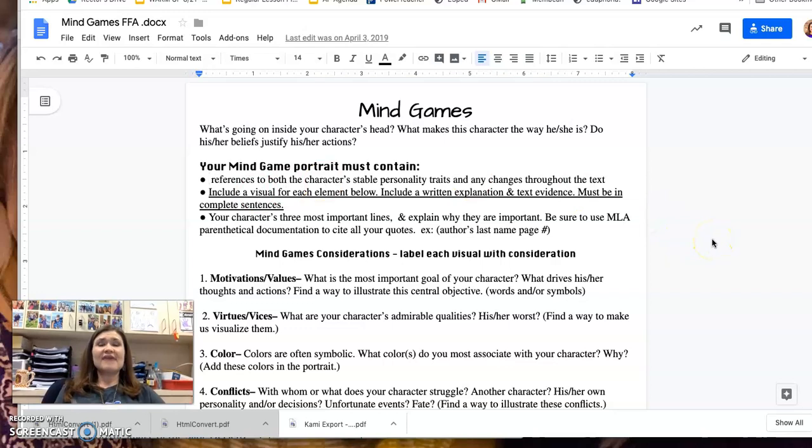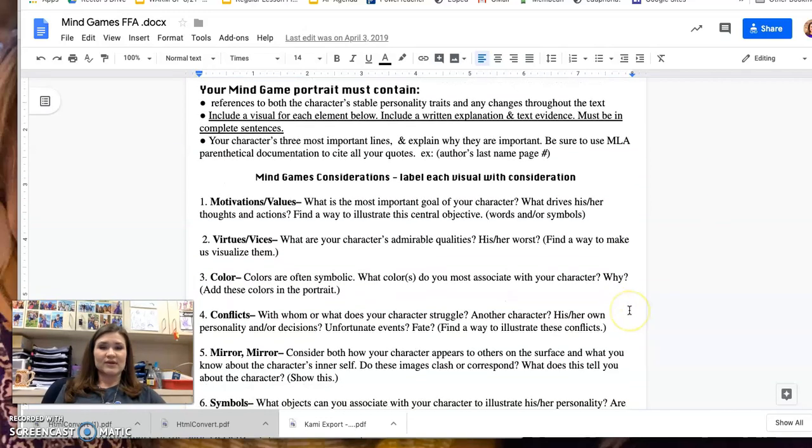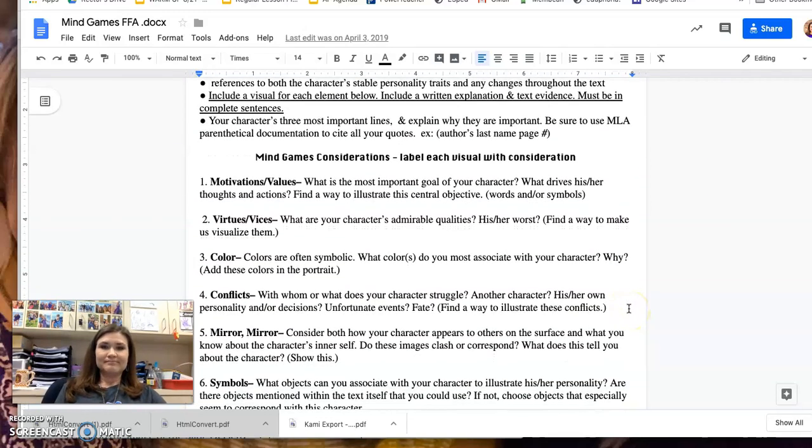You are going to include a visual, so a graphic, an image, a picture for all the elements below, as well as a written explanation in your own words and text evidence. You do have to do the writing portion in complete sentences. There is a lot that goes with this project. Just making sure you know that off the bat.